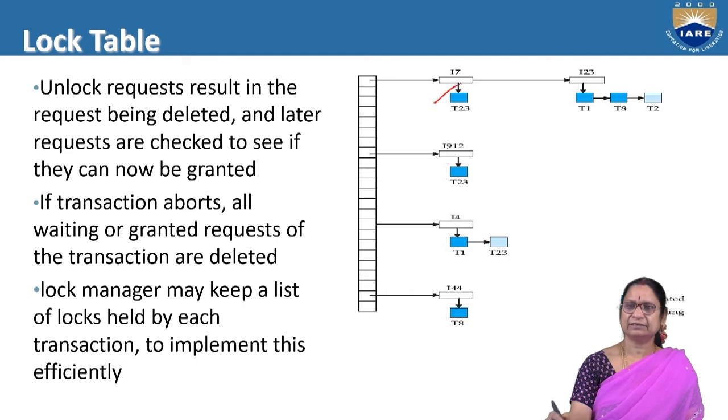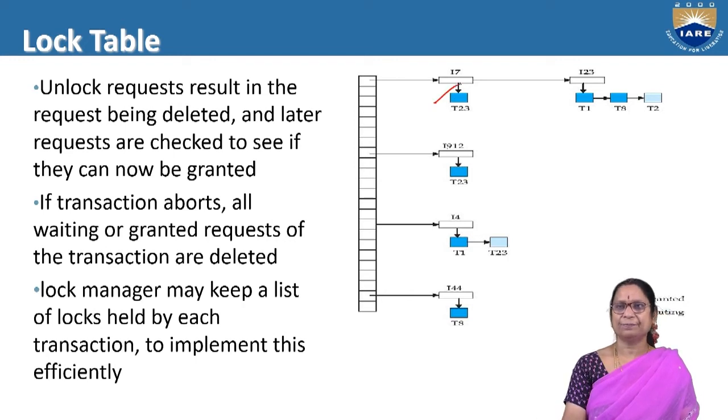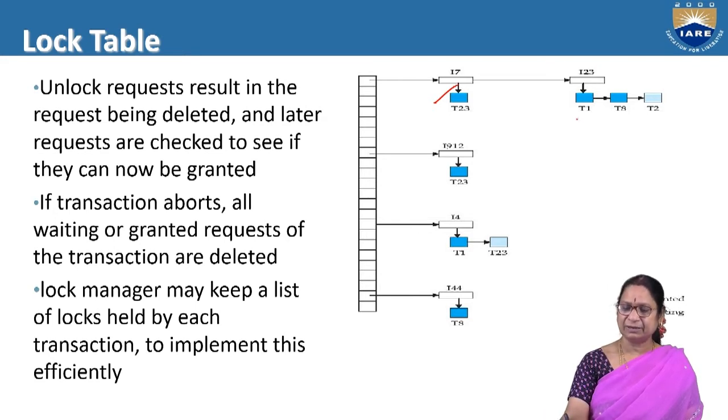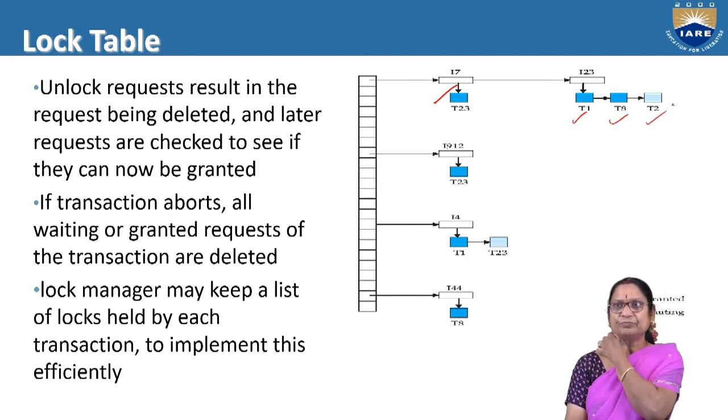T23 is dark. That means the request was granted. No other transaction is requesting item 7. Now observe item 23. Item 23 is requested by T1, T8, then T2. These are all in the queue.